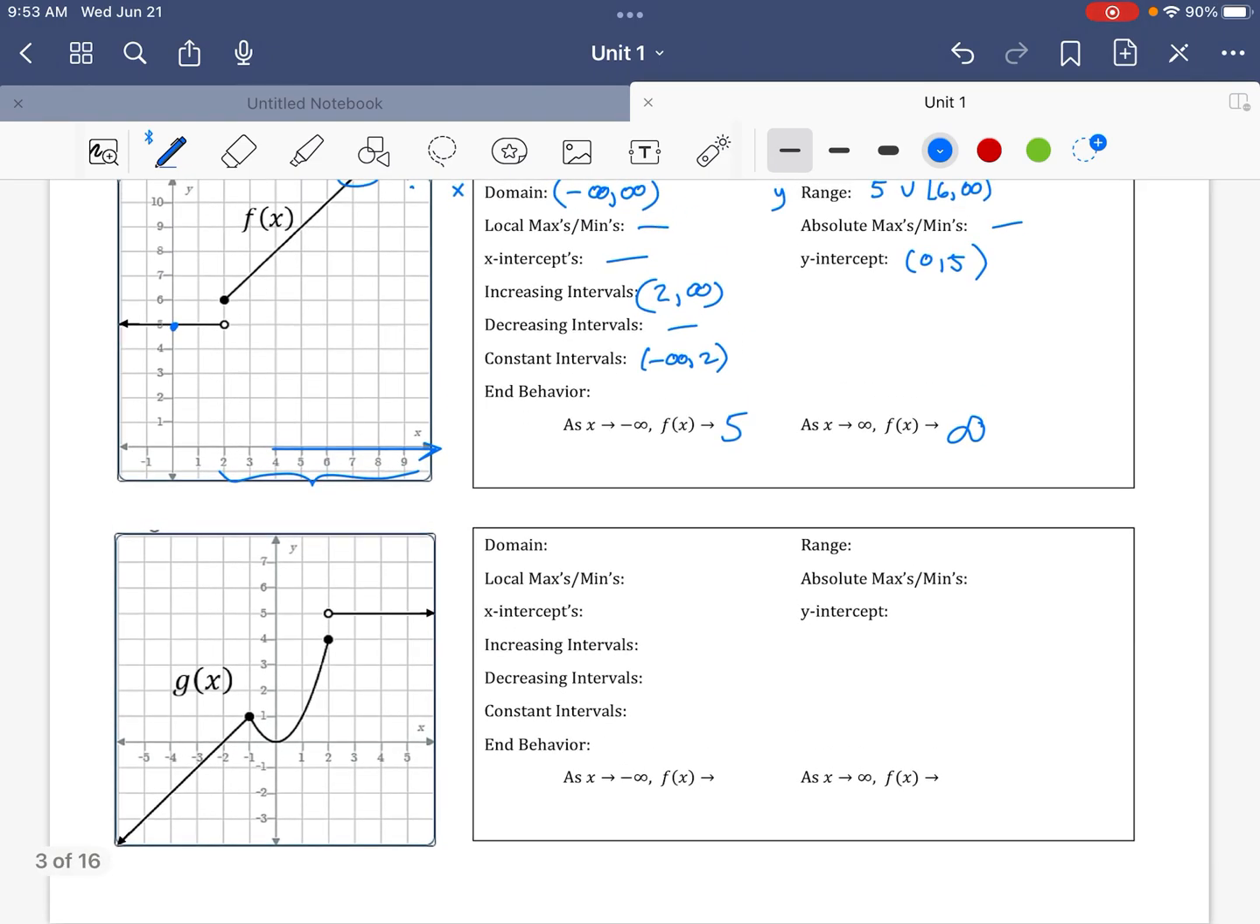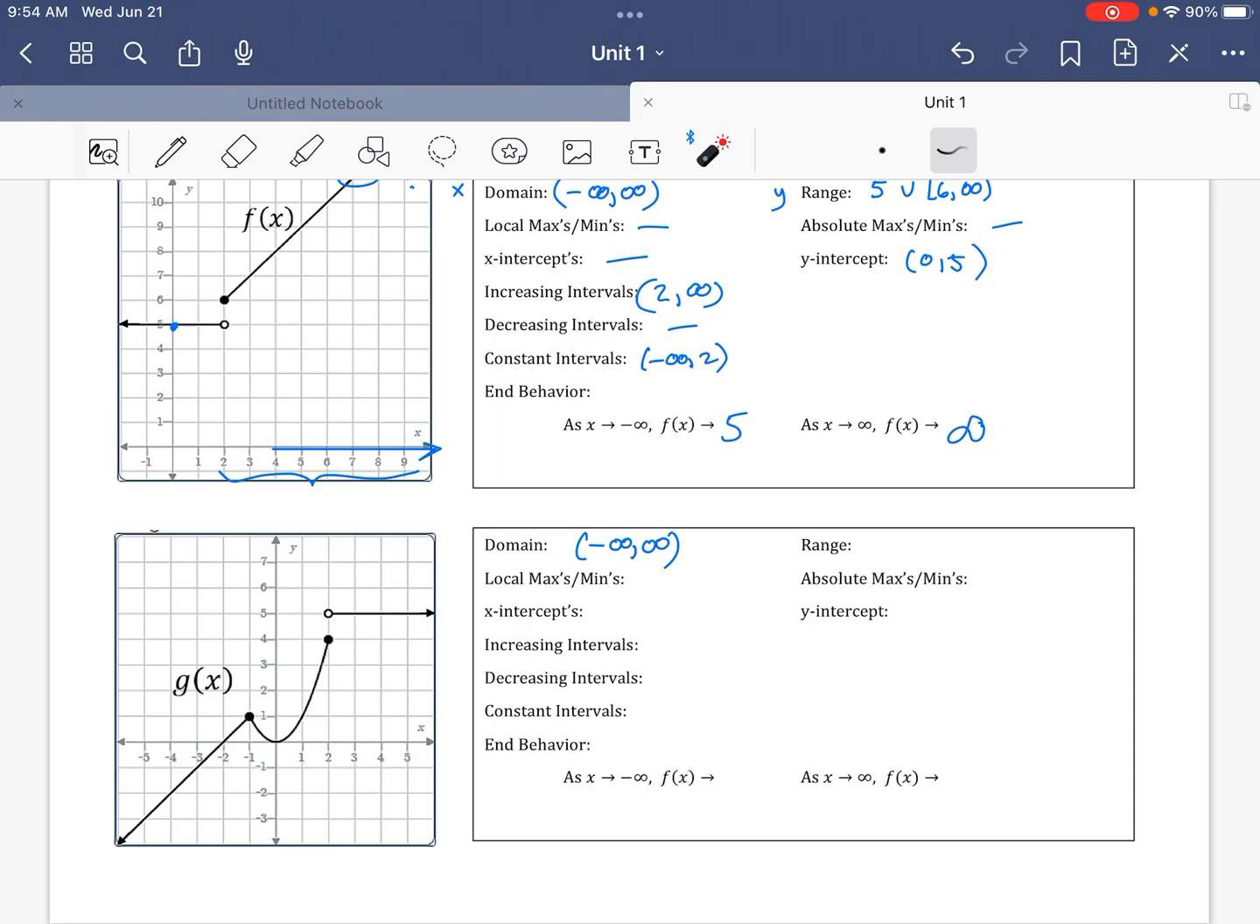Okay, let's look here. Domain. So if I look across at my x values, this graph exists this way the whole time. It looks like it has a problem right here, but when it stops there, it jumps up and keeps going. So we're going to say all real numbers.